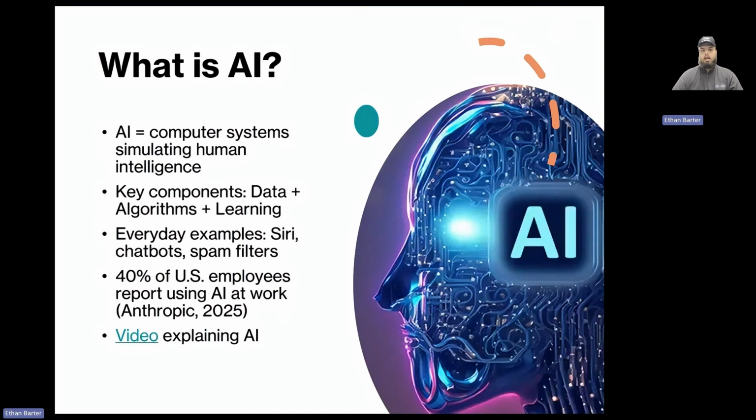What is AI? AI is a computer system simulating human intelligence. Some key components to AI are data and algorithms that learn. Some everyday examples would be Siri, your phone chatbot, or spam filters, or many other things you use in your everyday life. 40% of US employees report using AI at work in 2025. I have a short video to help explain what AI is a little better.